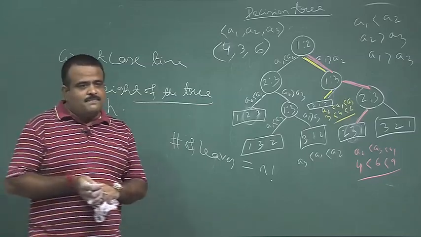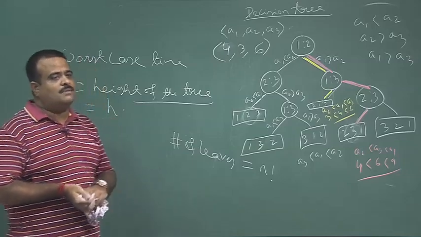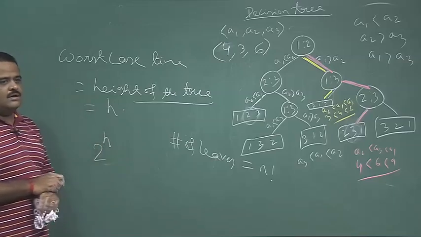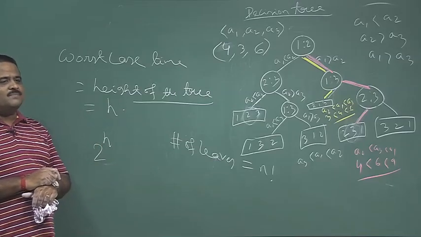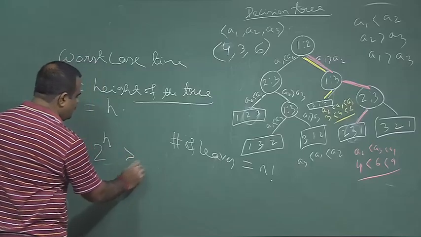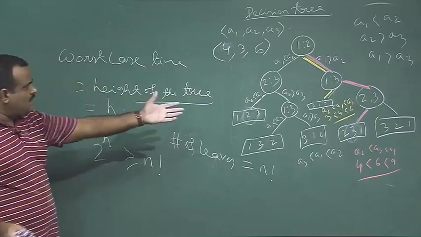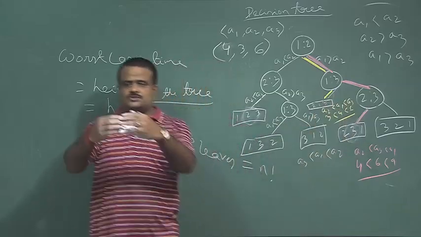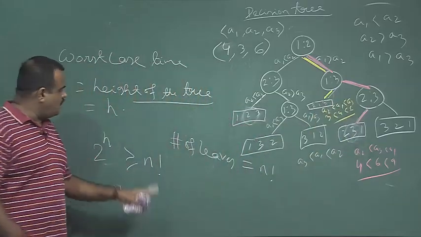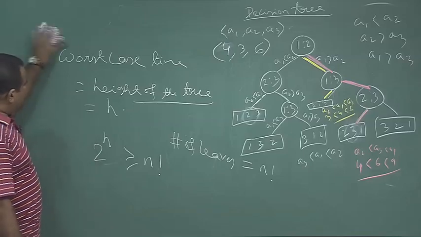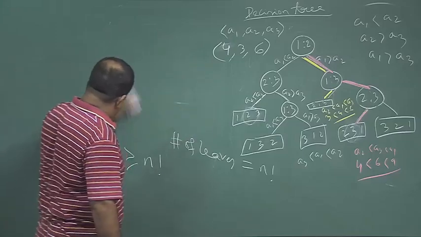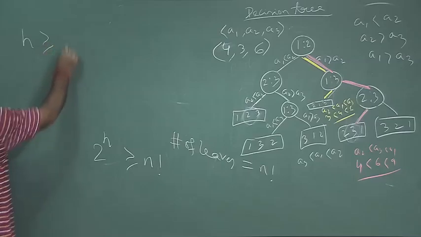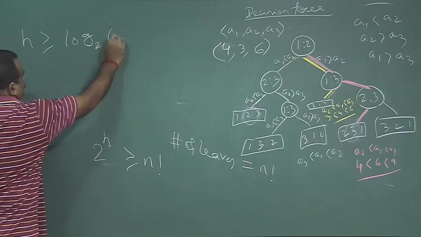If it is a complete binary tree, then the number of leaves should be 2 to the power h. So, 2 to the power h must be greater than or equal to factorial n, because this is not a complete binary tree, since it ends here. Complete means it should go to the end. So, this is the relationship we have. So, h is greater than or equal to log of factorial n.